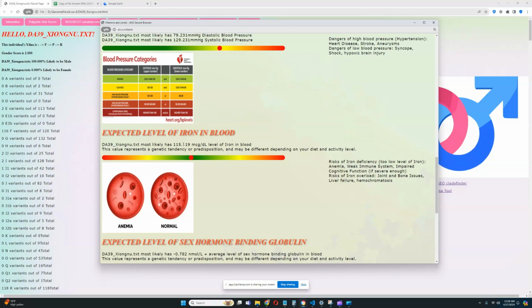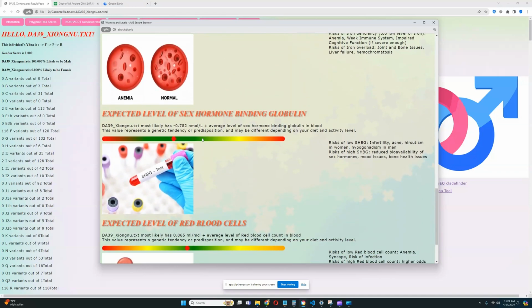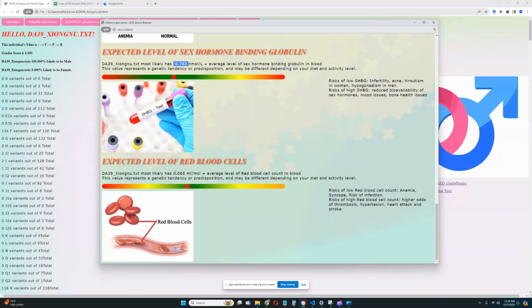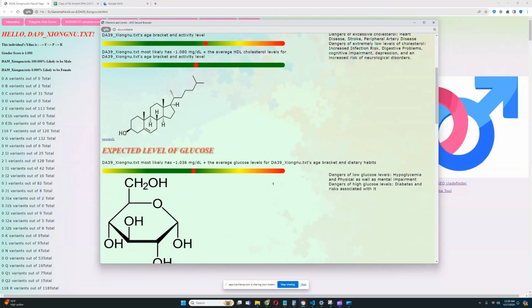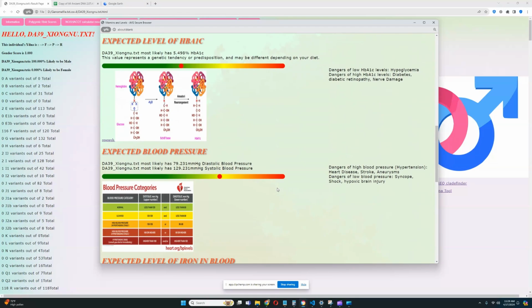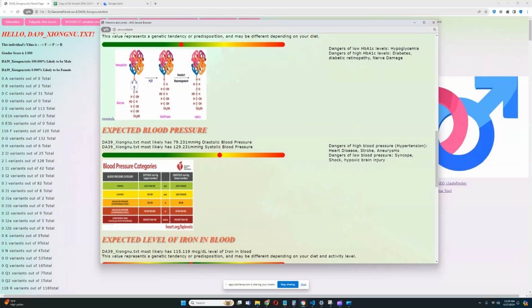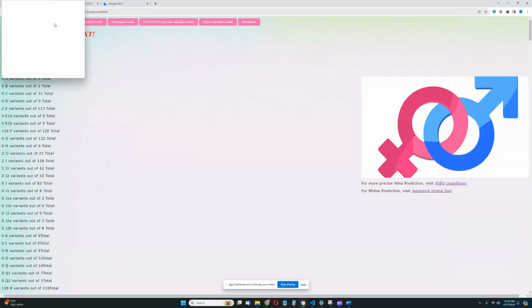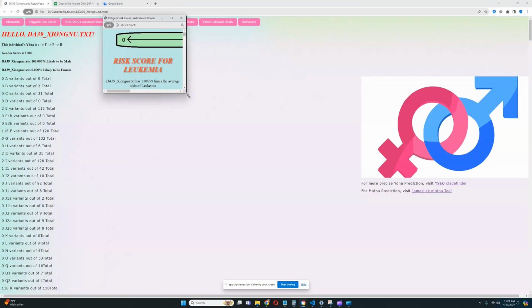It looks like he does not have any risk variants for hemochromatosis, and he's got typical level of iron in blood. Looks like he's got a below average level of sex hormone binding globulin and spot on average level of red blood cell count in blood. All right, it's pretty good. So his immune system is fine, but the only thing he really has to watch out for is the blood pressure. That's what it looks like to me. So let's look at the polygenic risk scores and see what he scores for those.